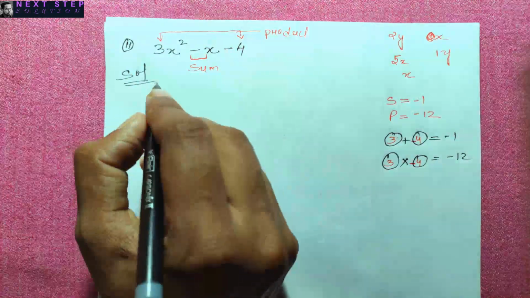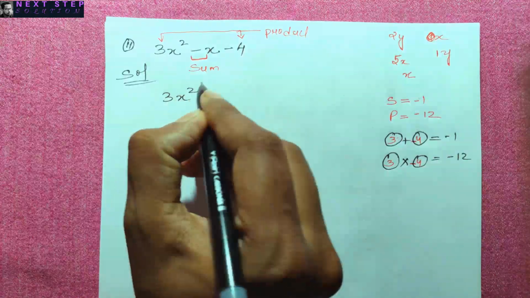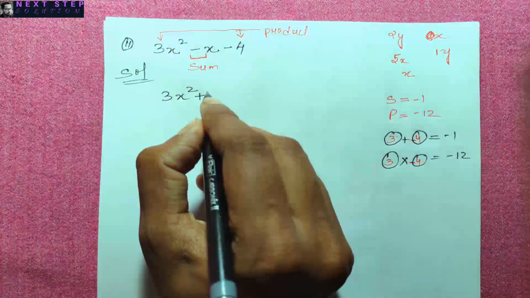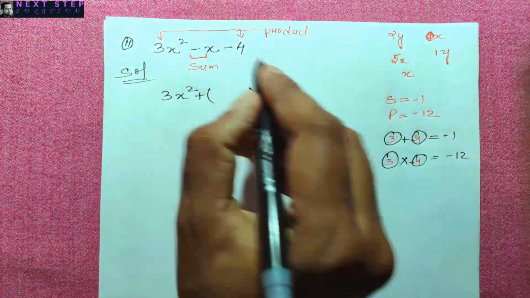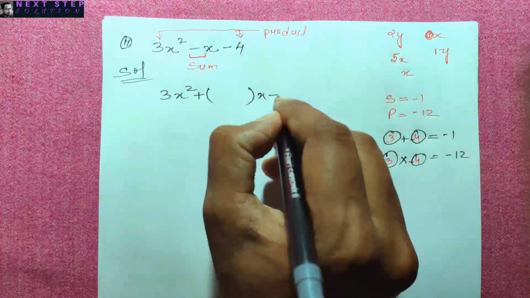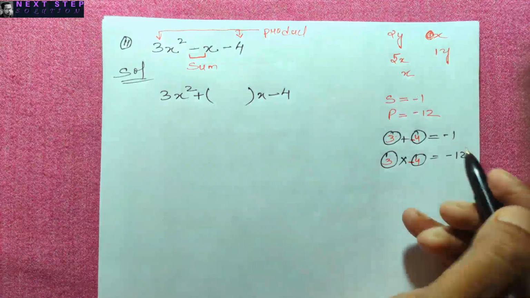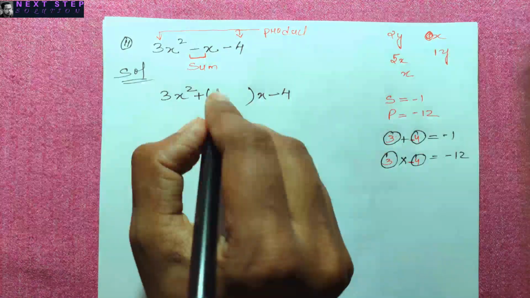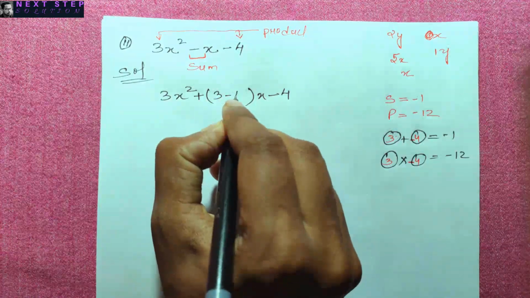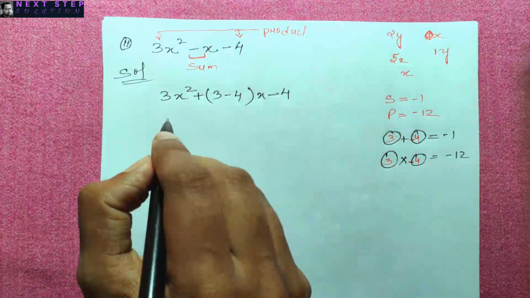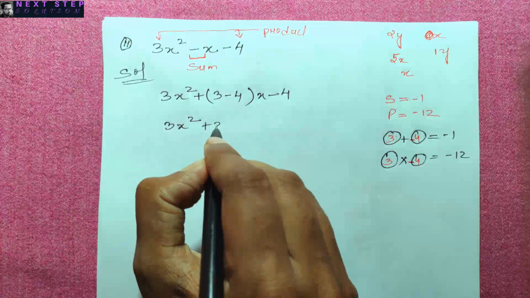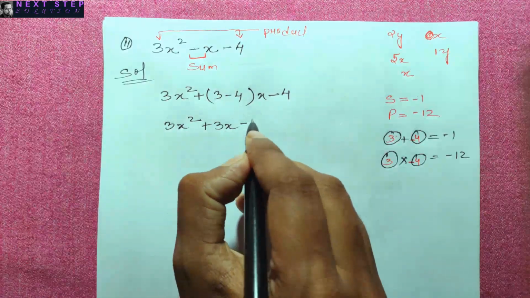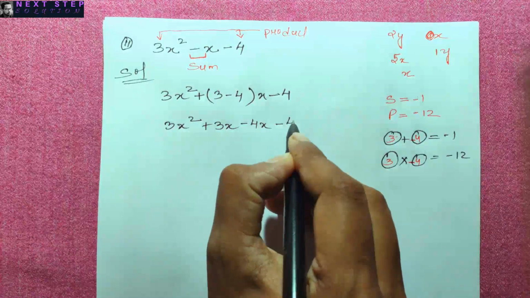Now we write it as 3x square. We always take plus even if we have minus here, because minus we have taken out here. Now inside the bracket we will write down the two numbers, then this x will be outside, minus will be outside, and 4 will be outside. The two numbers are 3 and minus 4. We can write it as 3 minus 4. Now we shall remove the bracket. This becomes 3x square plus 3 into x, 3x, minus 4 into x, minus 4x, minus 4.